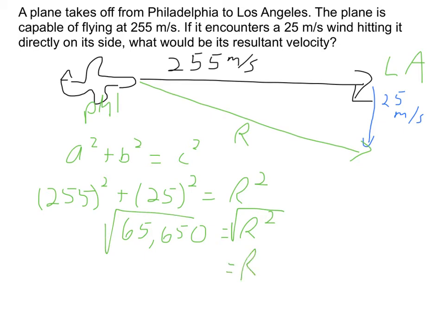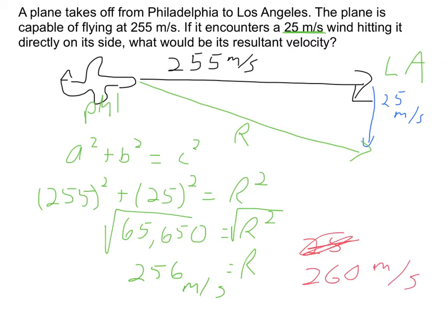And r comes out to be 256 meters per second. Now I do have a problem here. This should make sense to you. A 25-mile-per-hour wind isn't going to increase the speed all that much. But check out my sig figs here, right? This actually kind of messes things up. Because of sig figs, the way I would have to report this is just 260 meters per second.